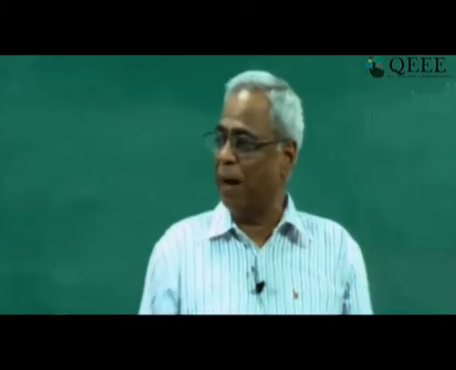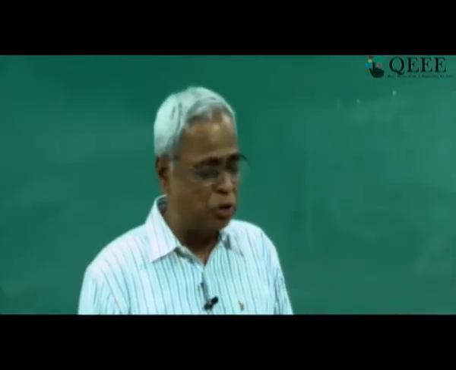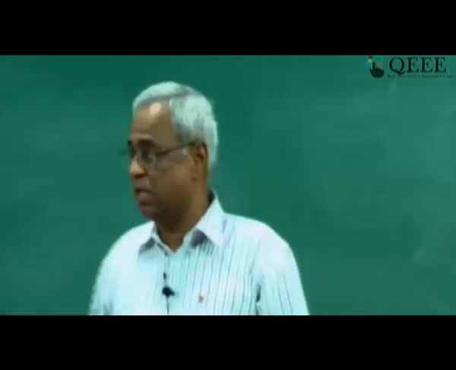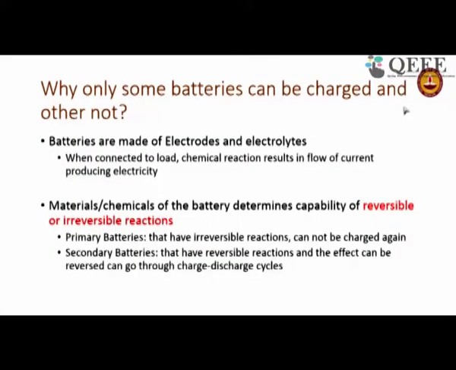I'm starting to get into battery chemistry, and I'm not planning to spend too much time on it. The materials and chemicals used determine whether it is reversible or irreversible. Primary batteries are irreversible, one-time charge. Secondary batteries can be charged, discharged, charged, discharged, etc.